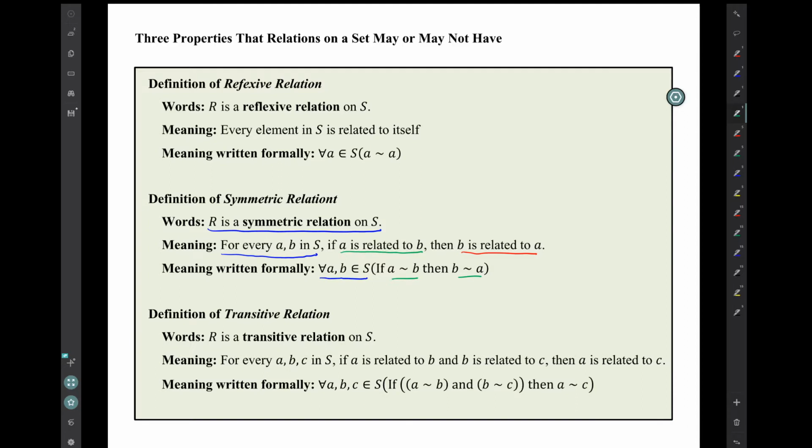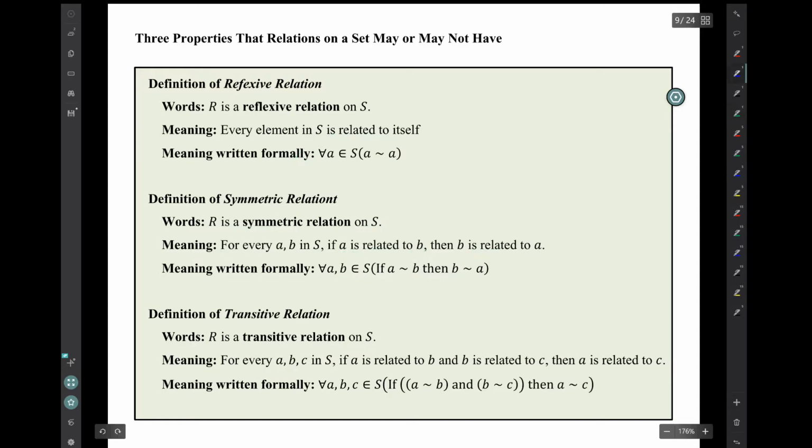So notice that the definition of symmetric uses 2 letters, A and B. The definition of reflexive only uses 1 letter. So you don't have to have different letters on the left and right sides of the relation symbol. And you don't have to have 2 letters in the definition of a property.